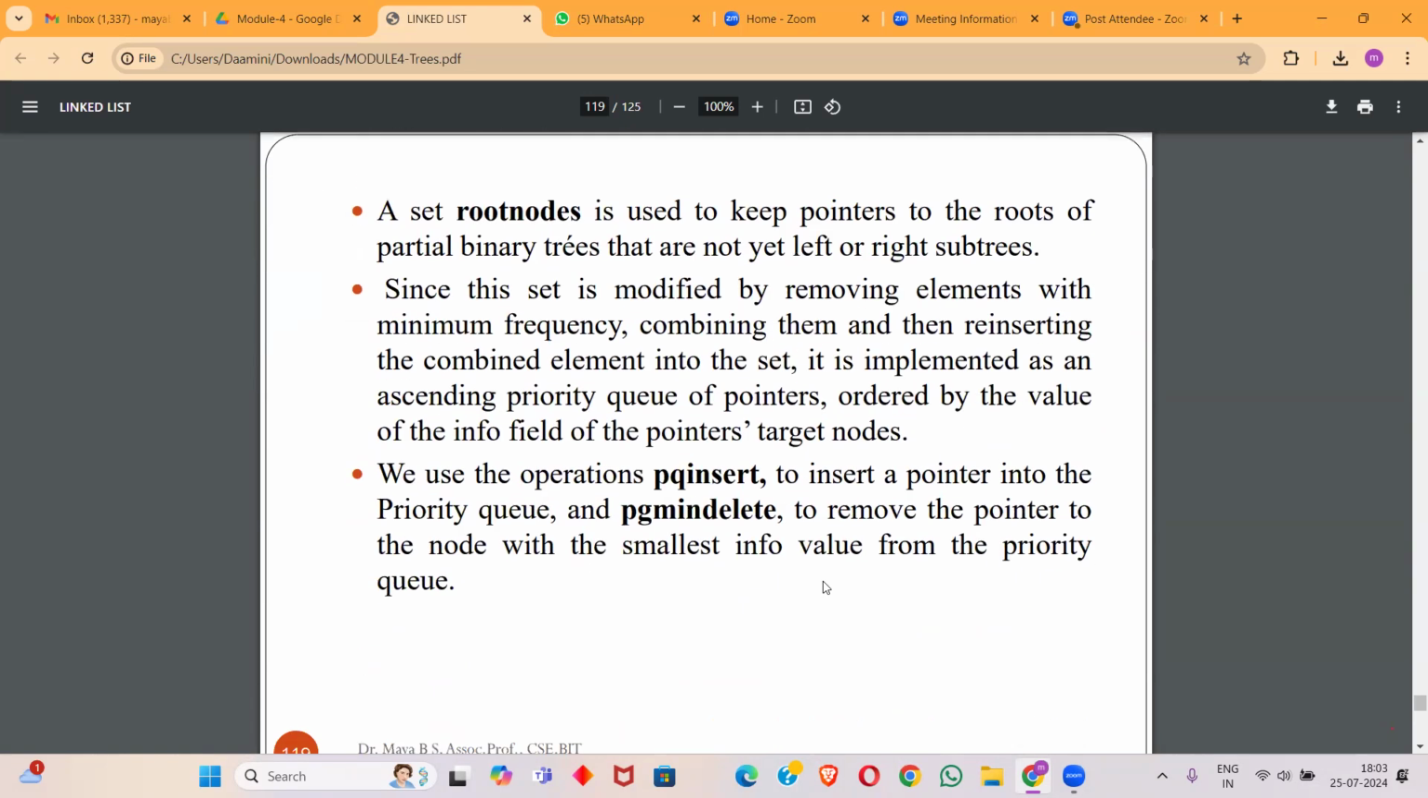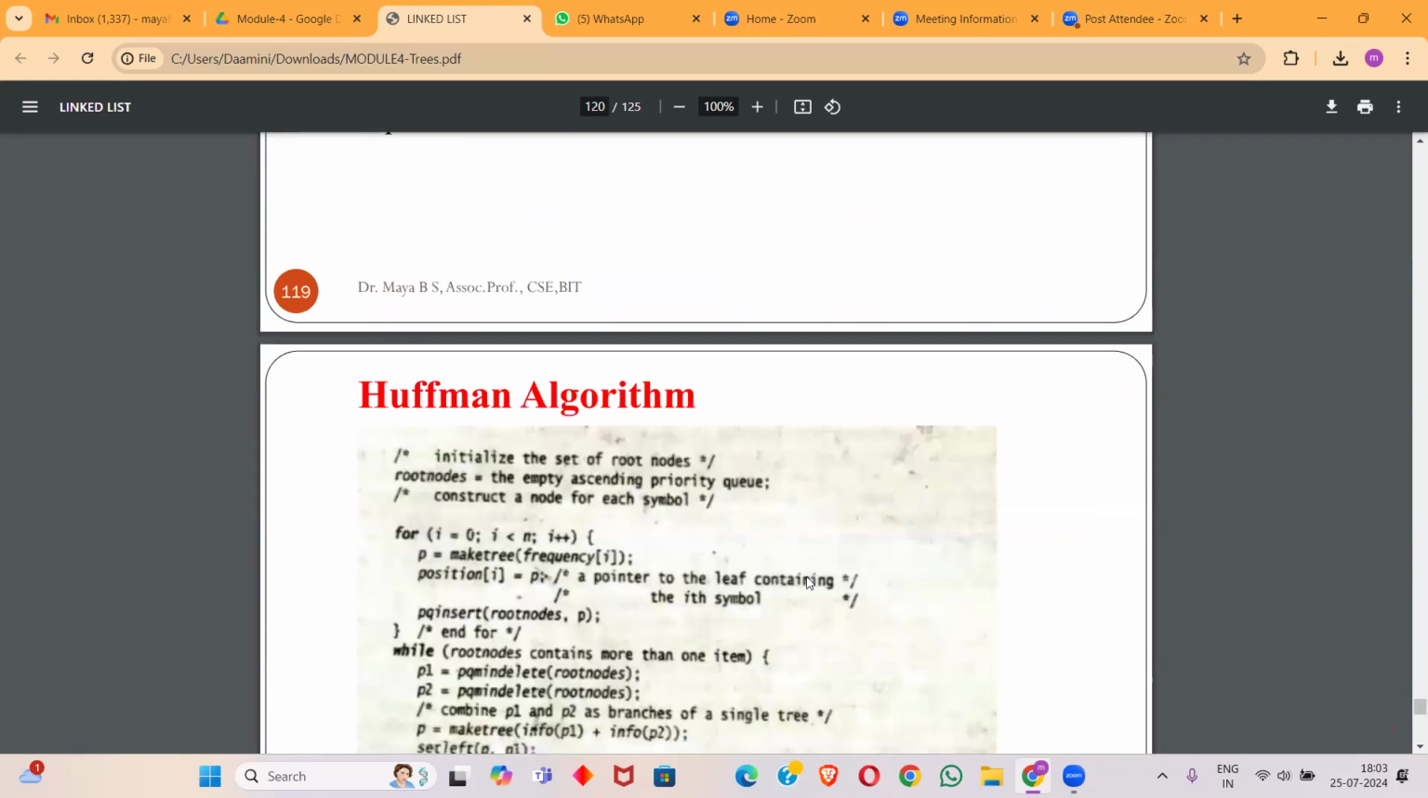Whenever you want to insert a new node into the tree, we have to call PQ insert with the pointer of the priority queue, and we use the minimum delete to remove the pointer of the node with the smallest information from the priority queue. We have to use PQ min delete.